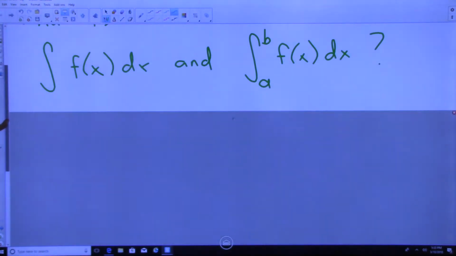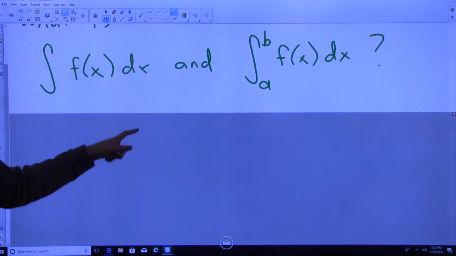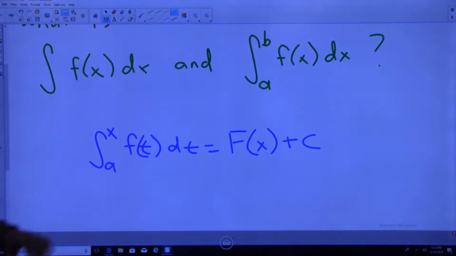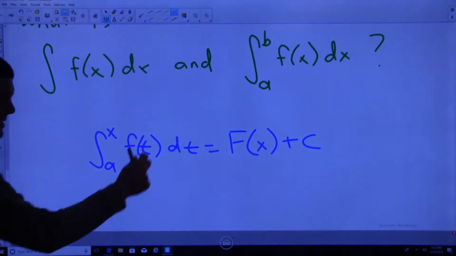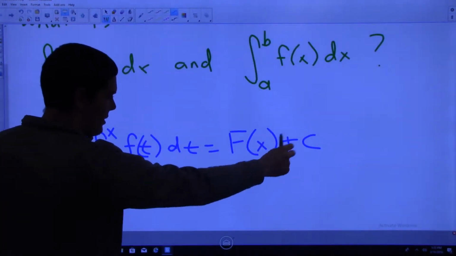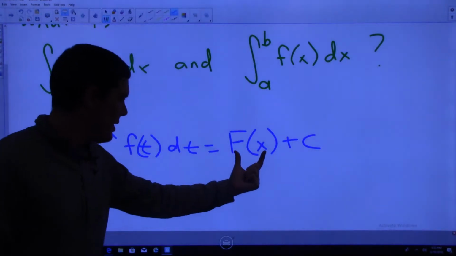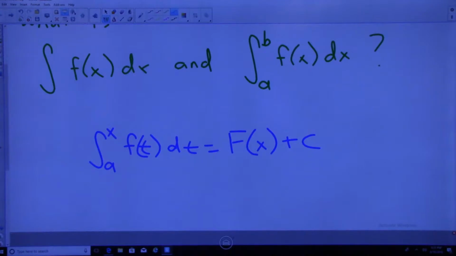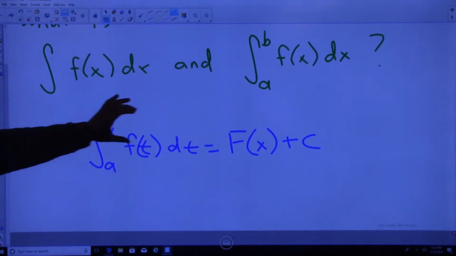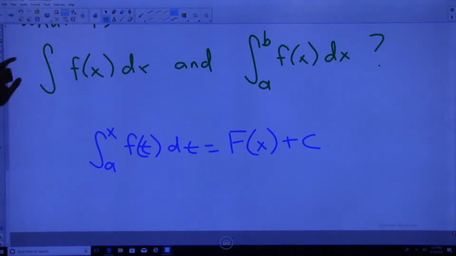First of all, this comes from the fundamental theorem of calculus, part 1. The integral from a to x of f of t dt is the same thing as capital F of x plus c. We would add that c when we found the antiderivative. So this is the antiderivative, and then we have plus c. I want to start from here and show you how we get capital F of b minus capital F of a. So here we go.